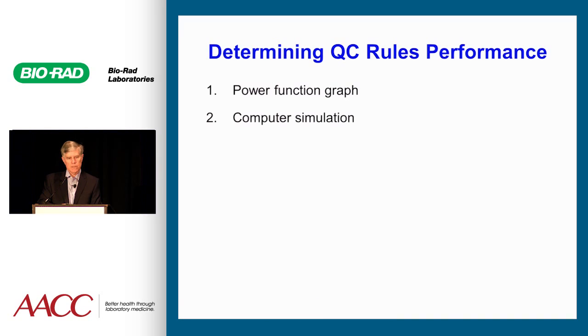And there are computer simulation software packages now available from several different vendors that can do a very good job of saying, if my performance characteristics are this, what's the performance of different rules combinations, and you can select good rules combinations based on that. You can also do an empirical assessment.